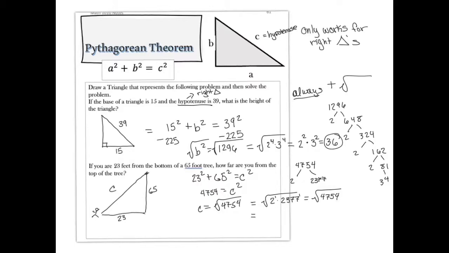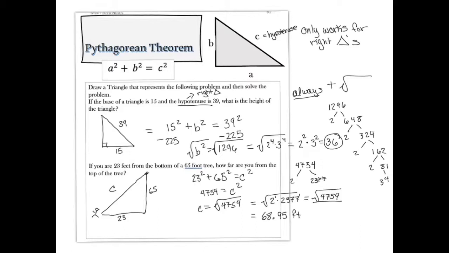So the square root of 4,754, and we would get the decimal approximation of 68.95 feet as our answer. Okay, so again, I just want to make sure you understand the difference. If the problem ever asks for it in exact form, you have to leave it in its simplified radical form. And the square root of 4,754 is as simplified as it gets because it factors to two primes.